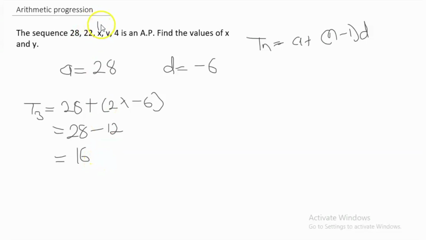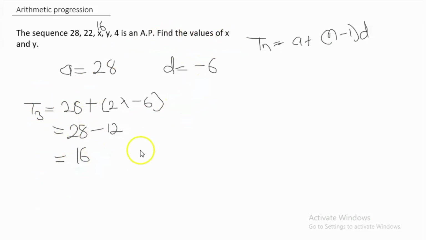Alright? Now, if you want to see if your answer is correct, remember, common difference is simply one term minus the preceding term. Meaning that if we do 16 minus 22, it should give us negative 6. So let's try that. 16 minus 22 is negative 6. That's absolutely correct. So we know that T3 is equal to 16.